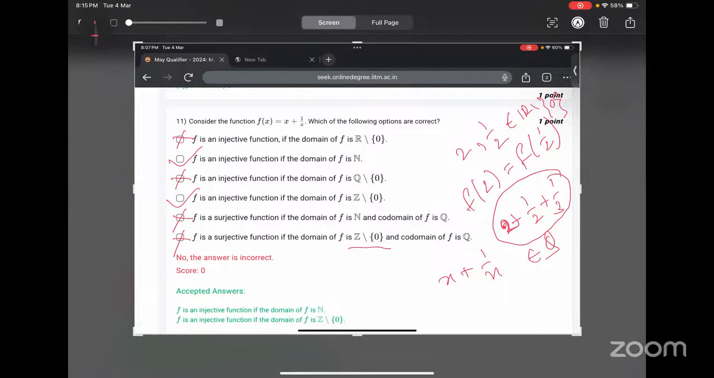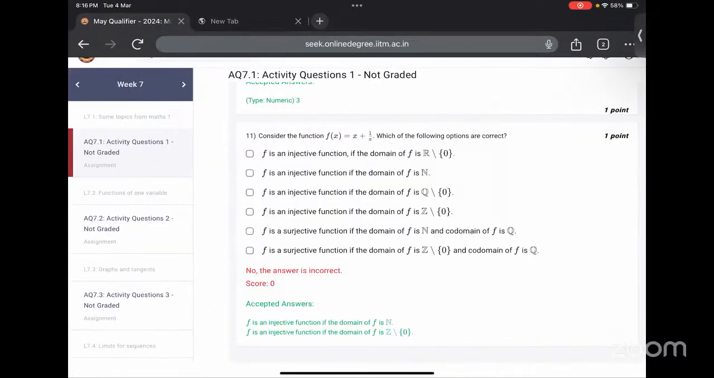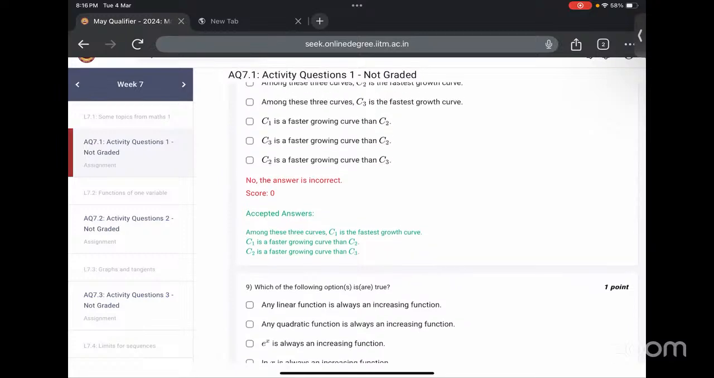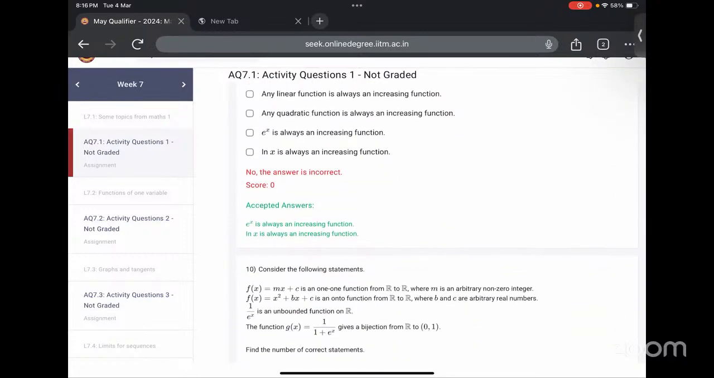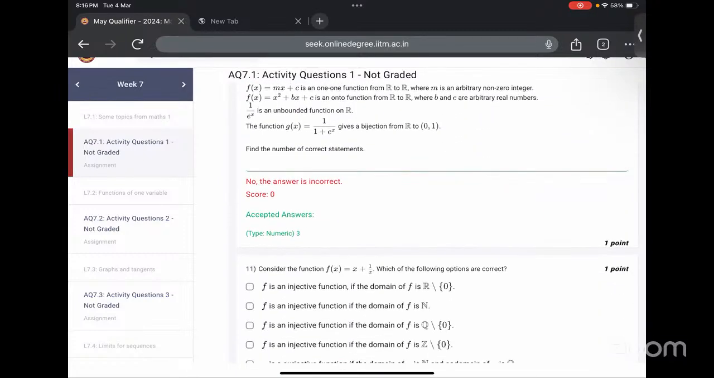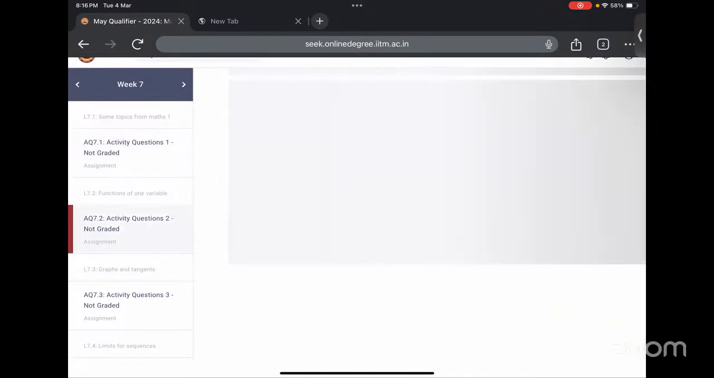Thank you. Is it fine now? Everyone, is it fine? Okay, silence means I will take it as yes. So, anything else in 7.1? No? Okay, then we will move to 7.2.